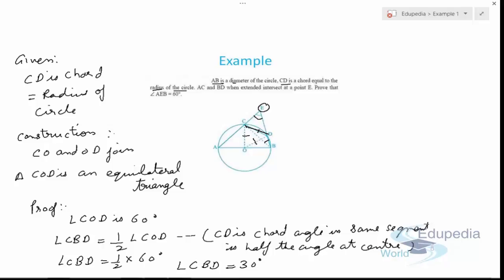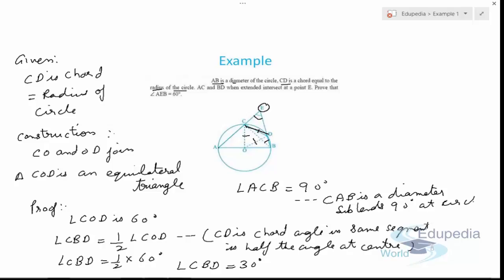Now similarly we can say that angle ACB is 90 degrees. So why is it 90 degrees? Because AB is a diameter, and it subtends a 90 degree angle at the circle, we can say that. So that's why angle ACB, this angle, is 90 degrees, right?